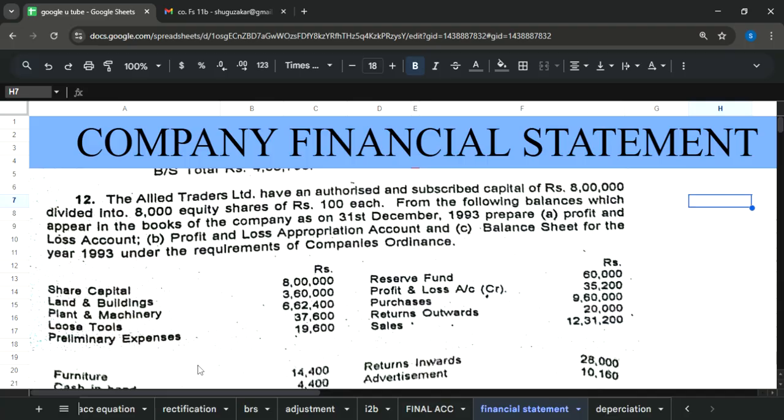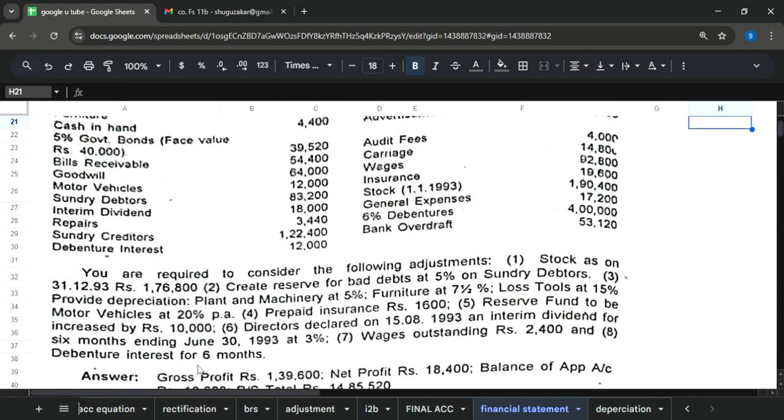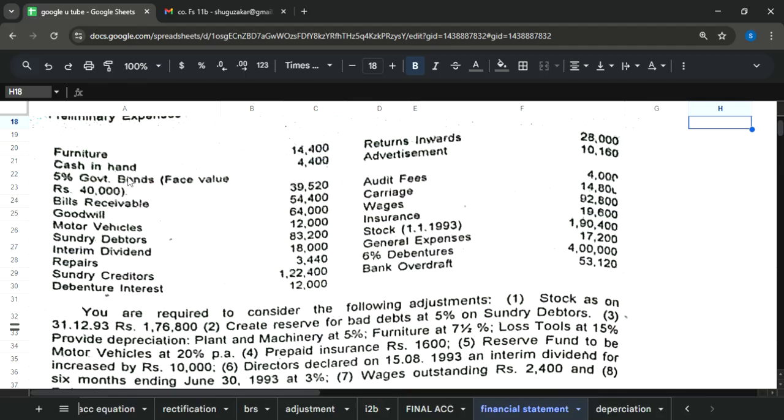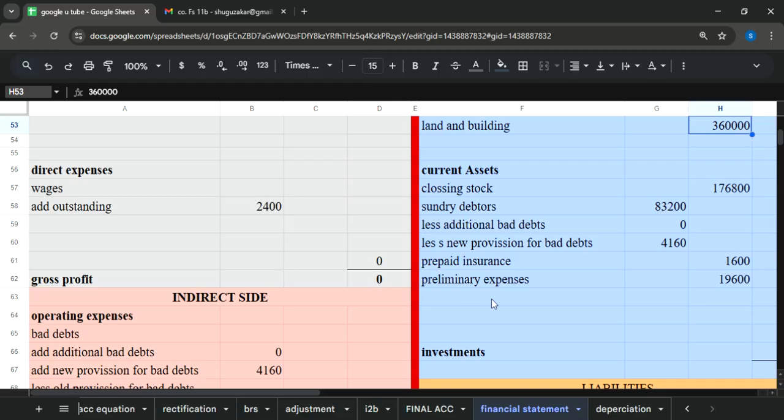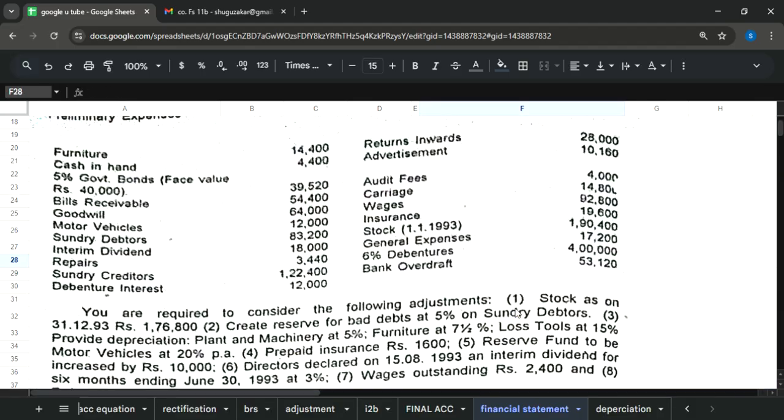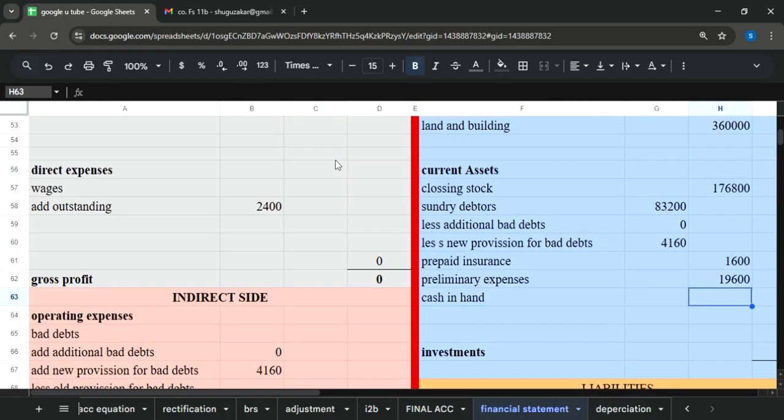Furniture was recorded. Next is cash in hand. Again a current asset. So you will come over here, cash in hand. Okay, so we have cash in hand, amount of which is 4,400. Write it down on the current asset side.